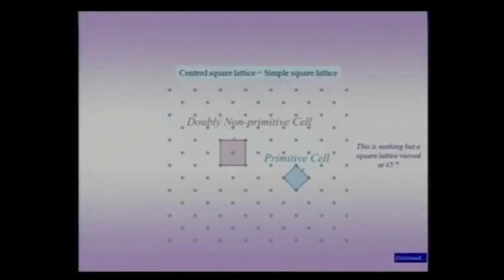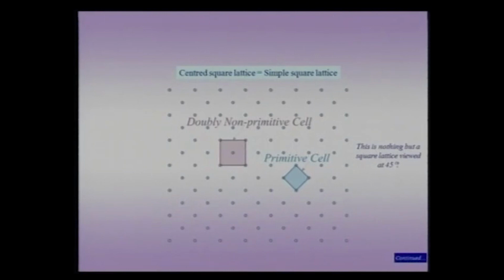So suppose I have a lattice as shown here. It looks like a centered square lattice. We can choose a doubly non-primitive unit cell, or a blue unit cell which is a primitive unit cell. In this case, the symmetry of both the unit cells is exactly identical. As you can see, both of them have a four-fold axis in the center. The mirror planes and other symmetries are also identical for the two unit cells.